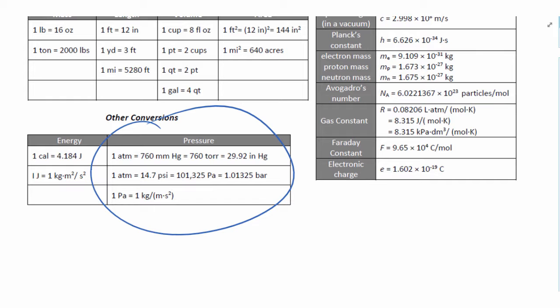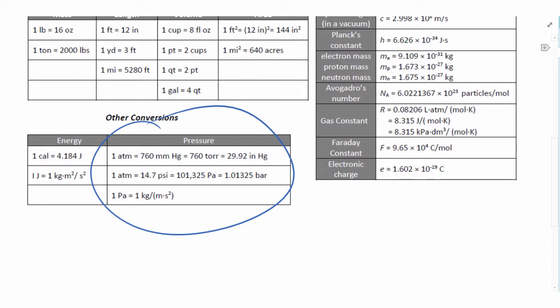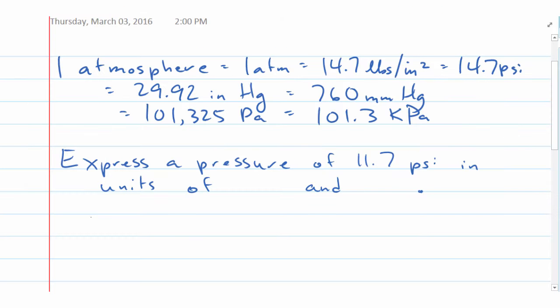So now, if we look at these conversions, what we'll see is that 1 atmosphere is equal to a whole bunch of different things. And consequently, we can use that relationship to do a number of different conversions. And so what we're going to do here is take a pressure of 11.7 psi, which again stands for pounds per square inch, and we want to express this in units of millimeters of mercury and units of pascals.